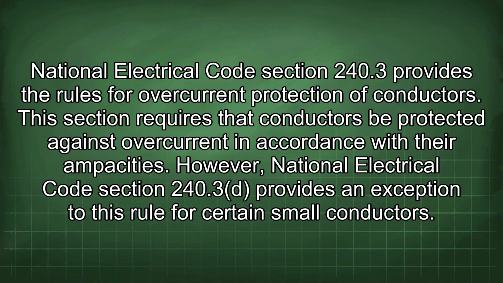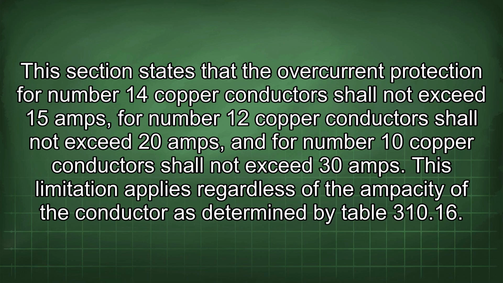However, National Electrical Code section 240.3 provides an exception to this rule for certain small conductors. This section states that the overcurrent protection for number 14 copper conductor shall not exceed 15 amps, for number 12 copper conductor shall not exceed 20 amps, and for number 10 copper conductor shall not exceed 30 amps. This limitation applies regardless of the ampacity of the conductor as determined by Table 310.16.